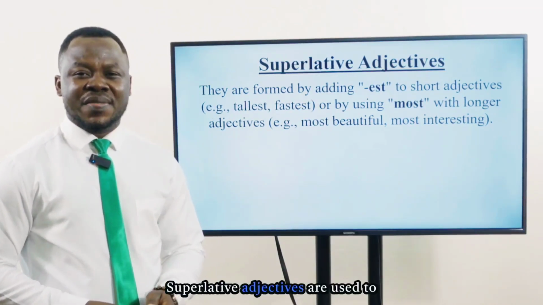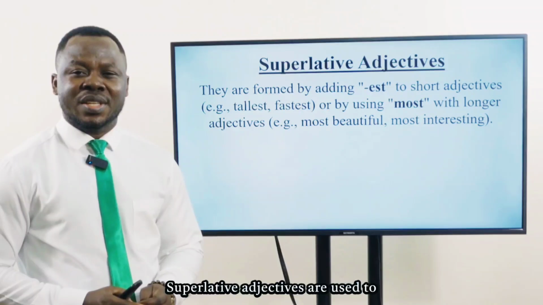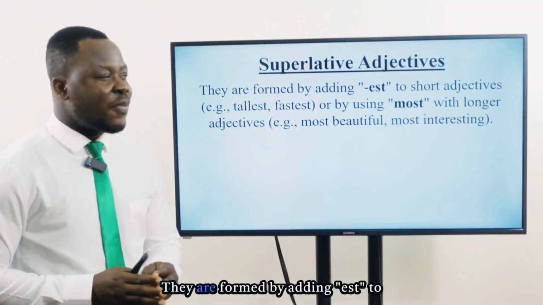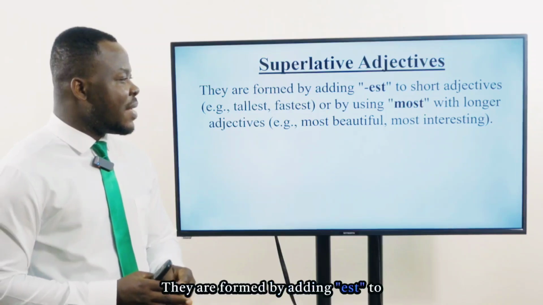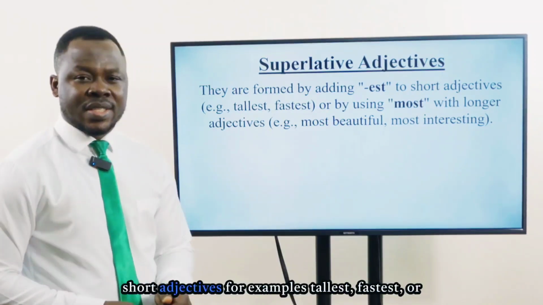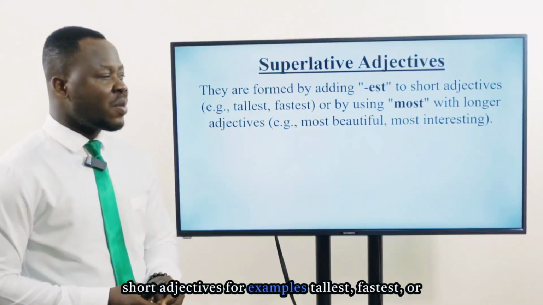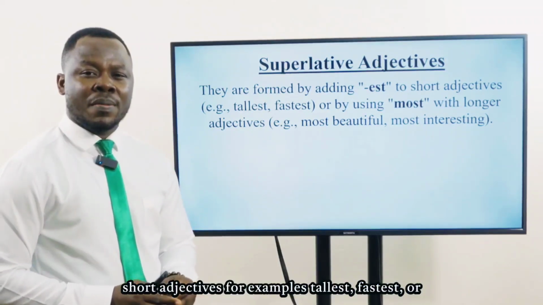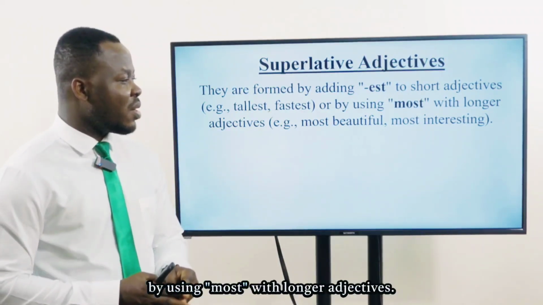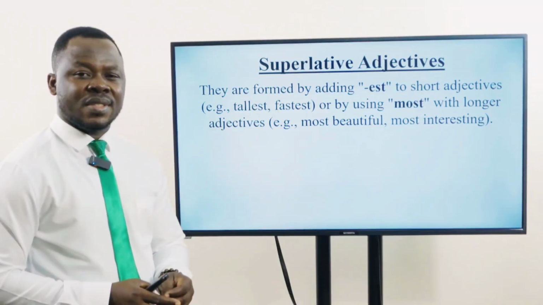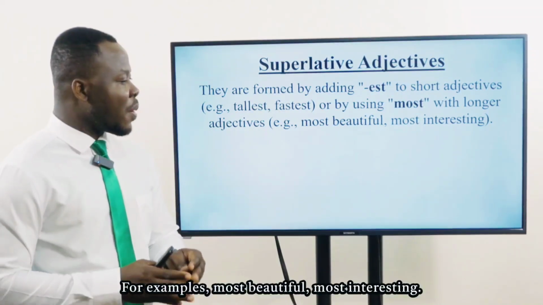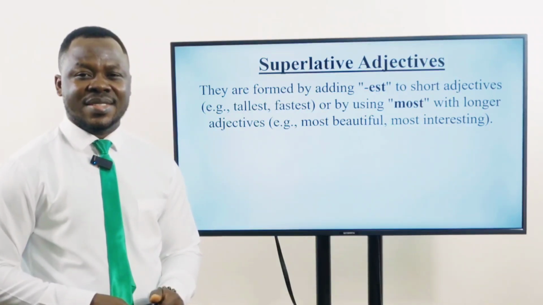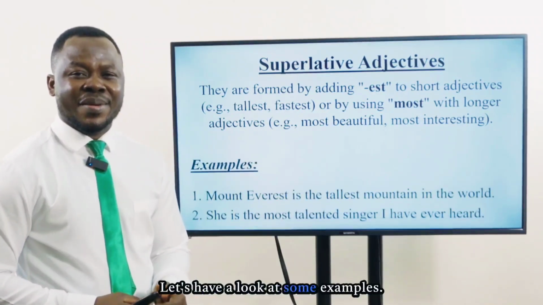Superlative adjectives are used to compare three or more things. They are formed by adding est to short adjectives. For examples, tallest, fastest, or by using most with longer adjectives. For examples, most beautiful, most interesting. Let's have a look at some examples.